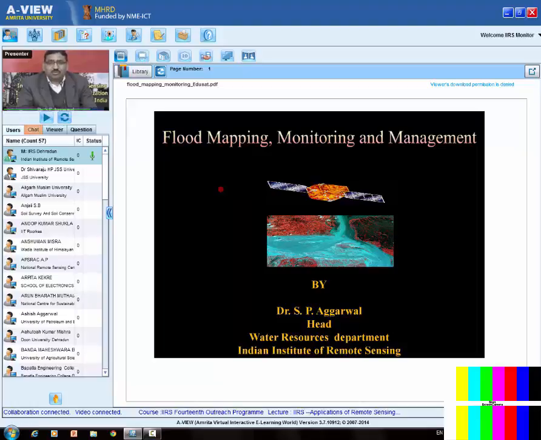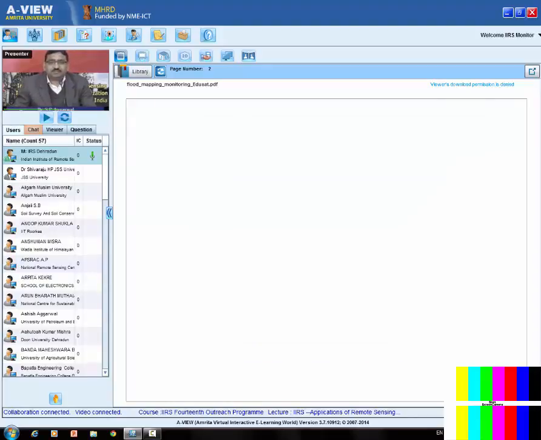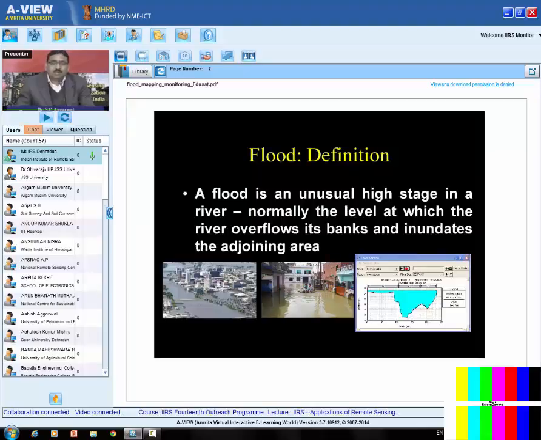Today, I am going to talk about remote sensing in GIS application to flood mapping, monitoring, and management. So, first of all, what do you mean by flood? A flood is an unusual high stage in a river. Normally, the level at which the river overflows its bank and inundates the adjoining area.